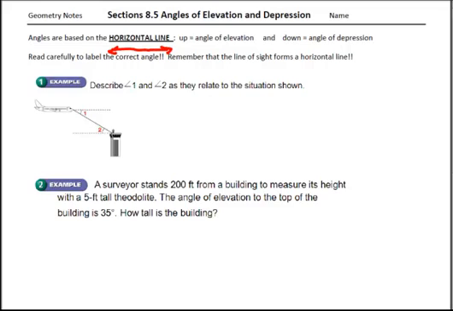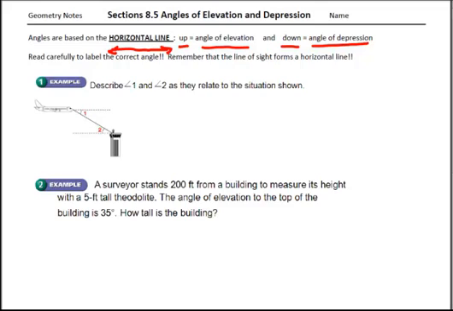If the angle goes up from the horizontal line, it's called an angle of elevation. Up is angle of elevation. And if the angle goes down, it's called the angle of depression. So elevation and depression, up and down. Be careful. You have to read carefully to label the correct angle. And remember that a line of sight forms a horizontal line, and I'm going to demonstrate that.